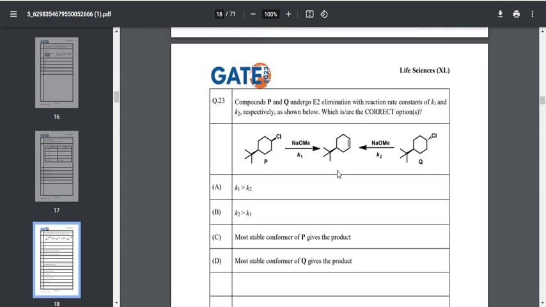Next, for this question, they are asking: compounds P and Q undergo E2 elimination with reaction rate constants of K1 and K2 respectively. Which of the following is correct? It is a multiple select question. For this, option A and option C are correct. So rate constant K1 is greater than K2. At the same time, the most stable conformer is P, which gives the product.